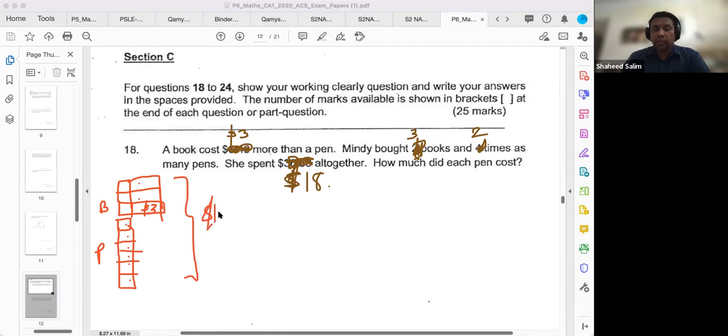So what do we do? 18 minus 3, 3, 3, 9. Minus the 9. So you can get rid of this part. 18 minus 9 is 9. And the balance now is $9 for 9 pens. There's 6 here, there's 3 here. So 9 divided by 9, each pen is $1.